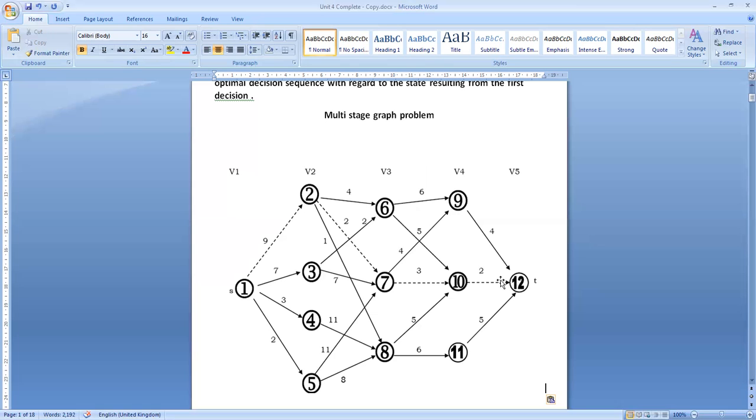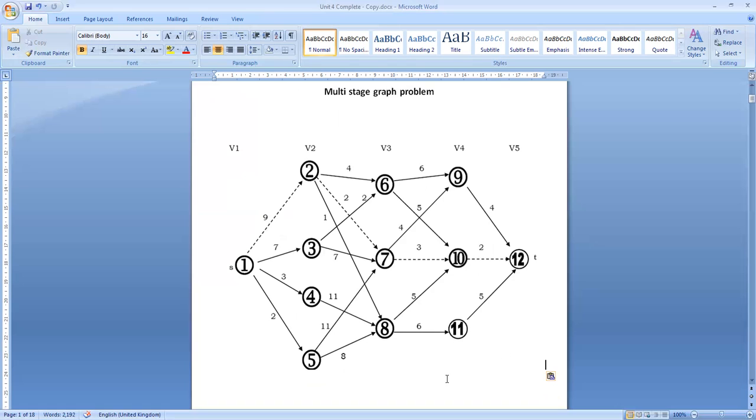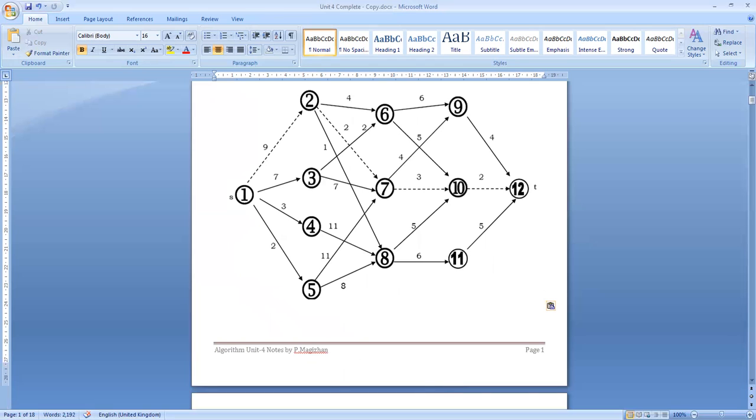Okay, minimum cost path. Now, in this example, for your understanding, these dotted edges are the decisions taken path, from here to here, here to here, here to here, here to here. So this dotted path gives me the least path, the minimum cost path. That is the aim behind this multi-stage graph problem. Okay, so I have explained what this graph problem is. Now I explain this.